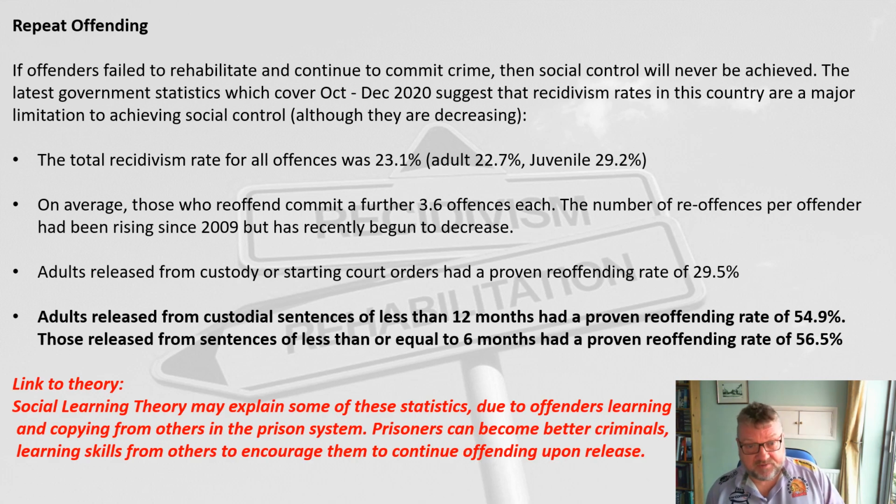So with all these things, we have to link through to our theories in Unit 2. So let's think about social learning theory here. Social learning theory might explain why there's high recidivism rates, because offenders learn and copy from others in the prison system. So prisoners become better criminals, they learn skills from others, and that then encourages them to continue offending upon release. So social learning theory might be one way you could explain why prisoners reoffend after they've been in prison, because they copy other prisoners.